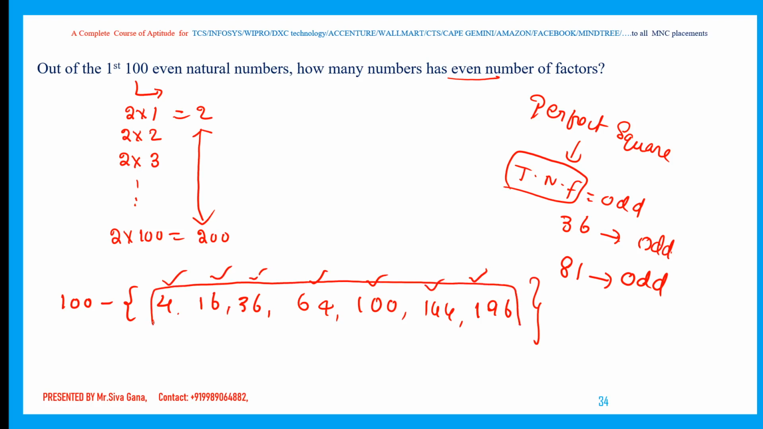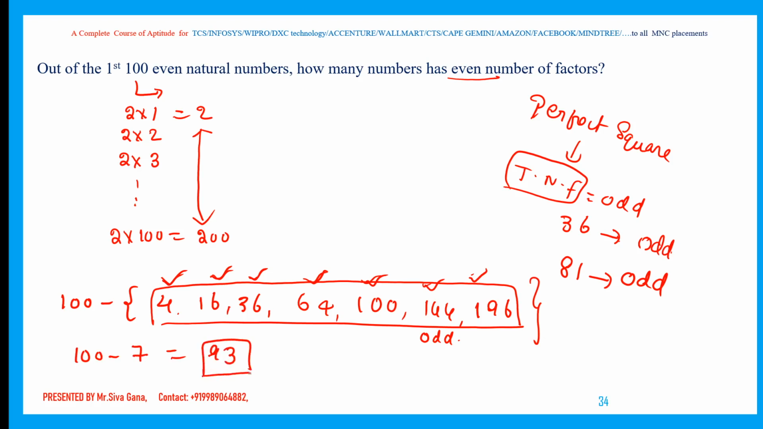For all these numbers, total number of factors are what? Odd. How many? 1, 2, 3, 4, 5, 6, 7. These 7 numbers have an odd number of factors. And for the rest of the numbers, the total number of factors is even. Totally it is 100, 7 are not, so the remaining are 93. So 93 even numbers are there which have an even number of factors.